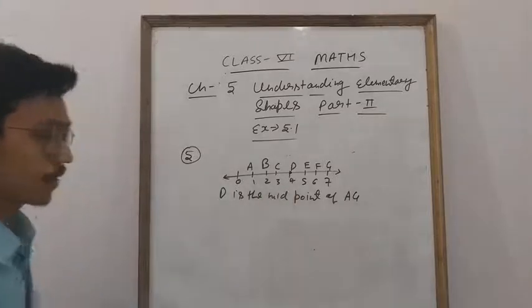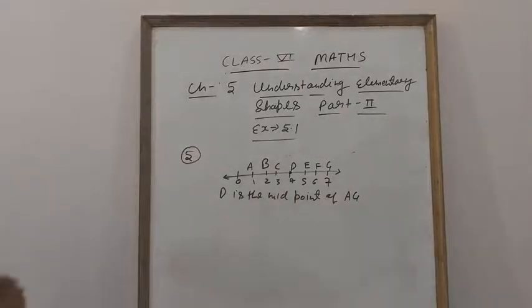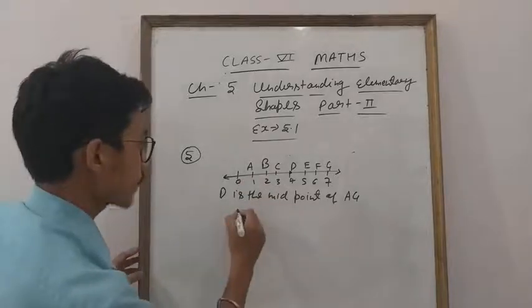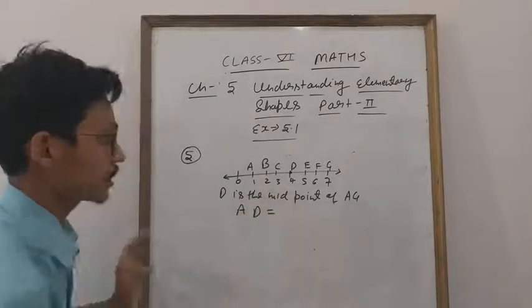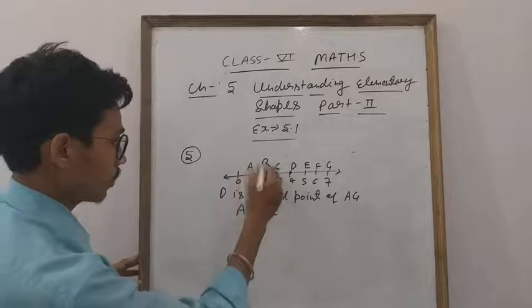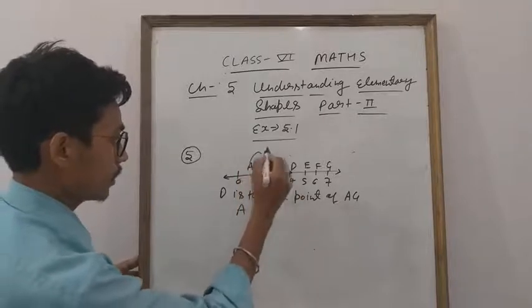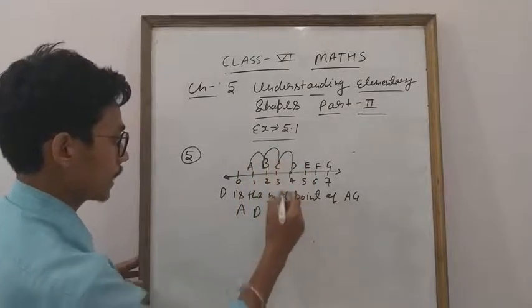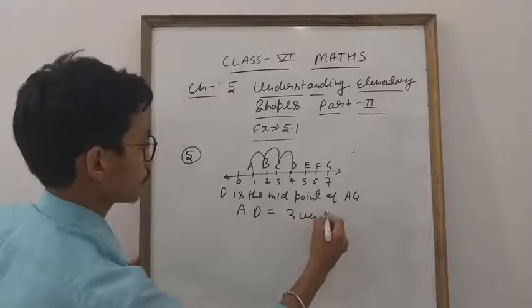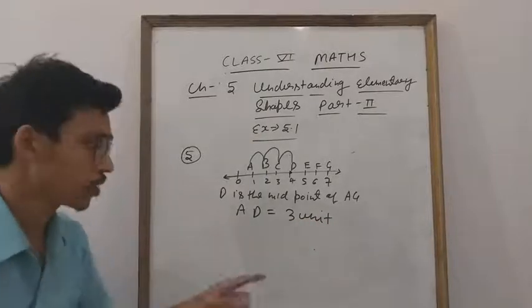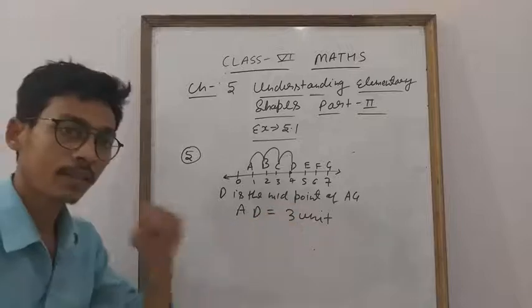See, first you will find out the distance. If you find out the distance from A to D, what is the distance from A to D? A to D, how much distance? A to B is 1, B to C is 1, C to D is 1, so it will be 3. Why are we taking A to D? Because D is the midpoint.